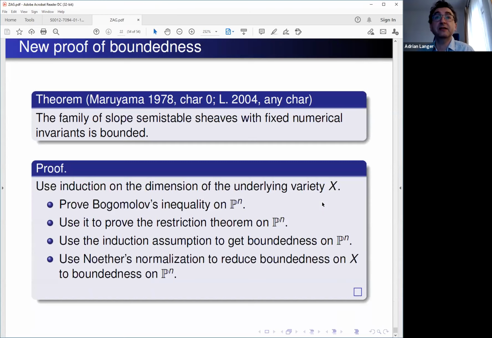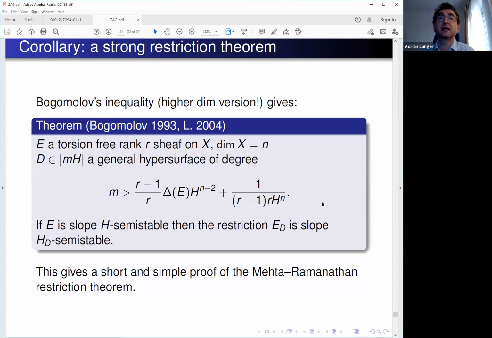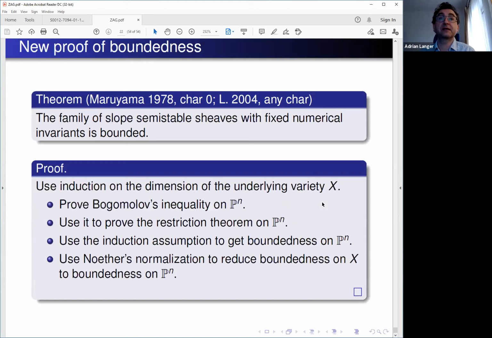And then when we have this one, then we can use it to prove the restriction theorem on Pn. This is exactly this result here. It depended only on Bogomolov's inequality. So we have this restriction theorem on the projective space. Then we use the induction assumption to get boundedness for slope semi-stable sheaves with fixed numerical invariants on the projective space. And then we proved this on the projective space. And then we simply use Noether's normalization and reduce boundedness on any variety to boundedness on the projective space.